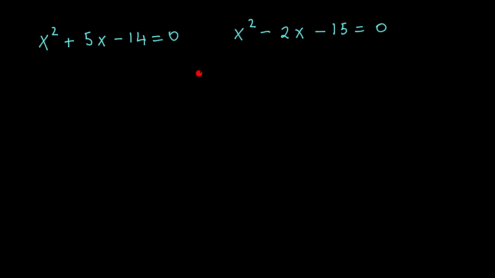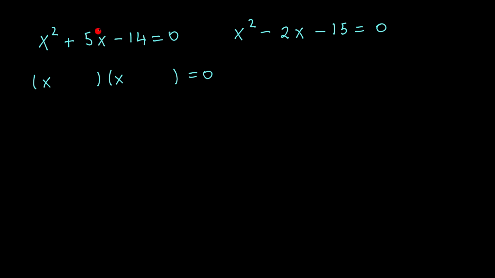Okay guys, here's another set. Now this time we have x squared plus 5x minus 14 is equal to 0. And the other one is x squared minus 2x minus 15 is equal to 0. Now in order to solve this one, just like we did in the last example, we break them down to two linear expressions, and we put our x's in both of the brackets and set this equal to 0.